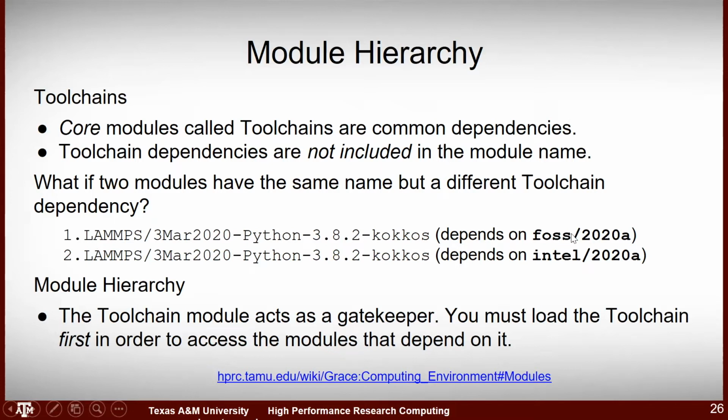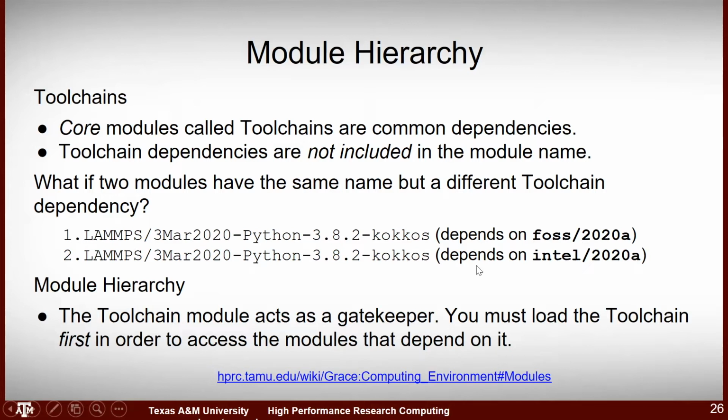We have the Intel compiler at A&M because we did pay for it. So you can use the Intel compiler, and you can use software that was compiled with Intel compilers. But generally, software that was compiled with it is not compatible with software that was compiled with the free GNU compiler. So here we have two modules, and they actually have the same name.